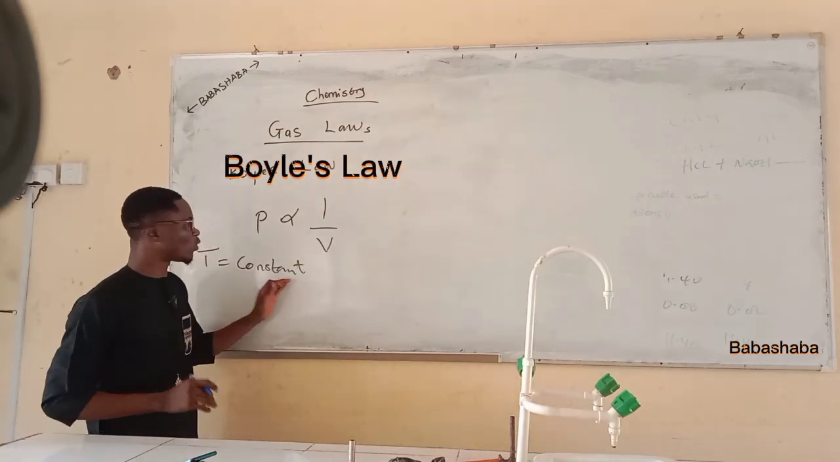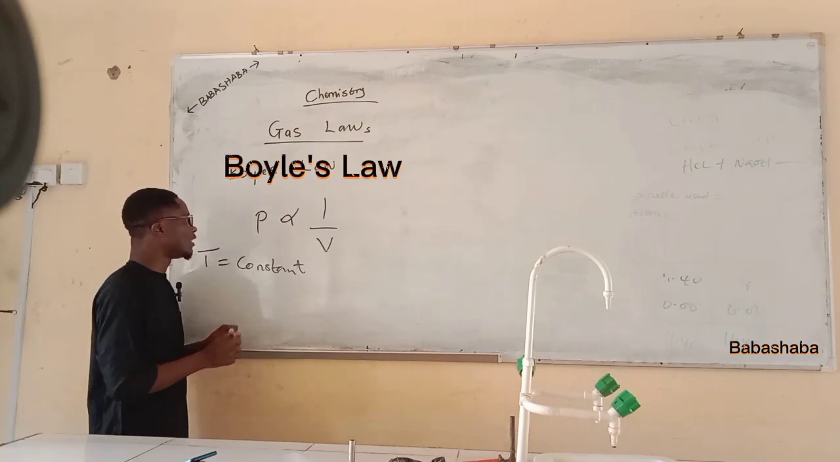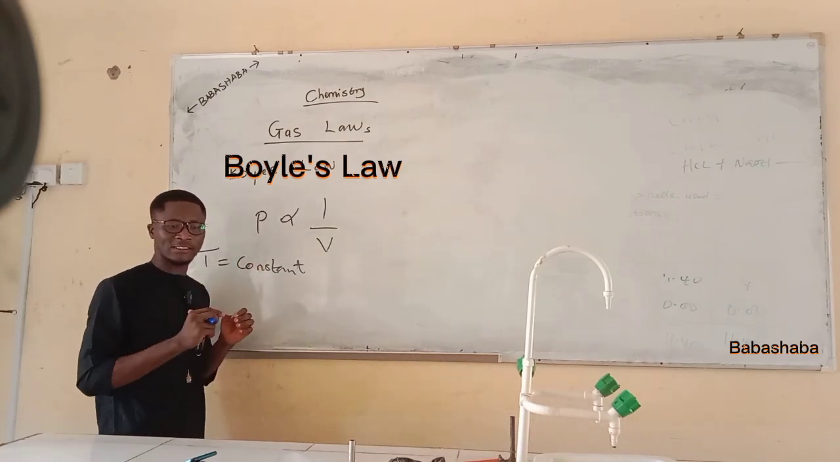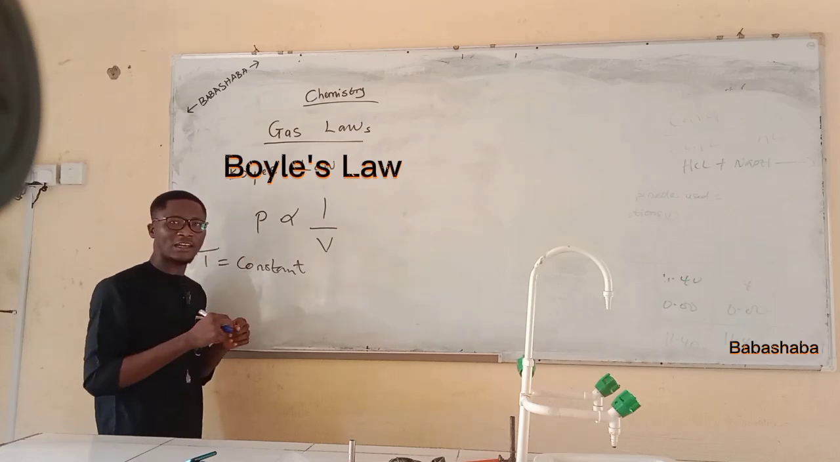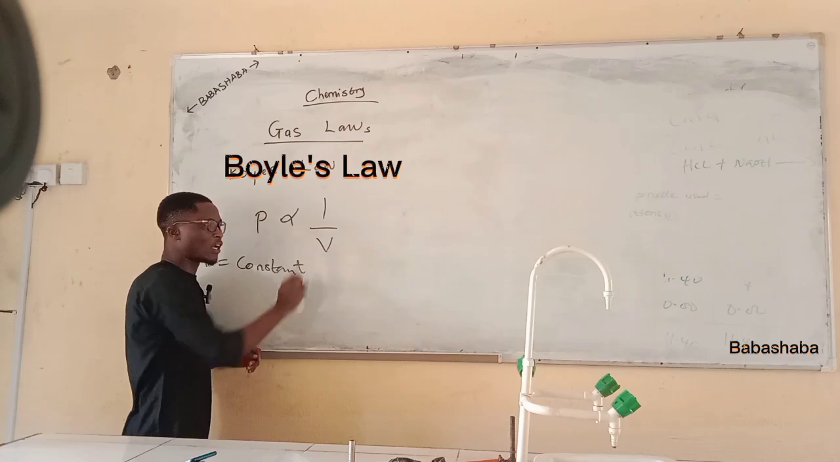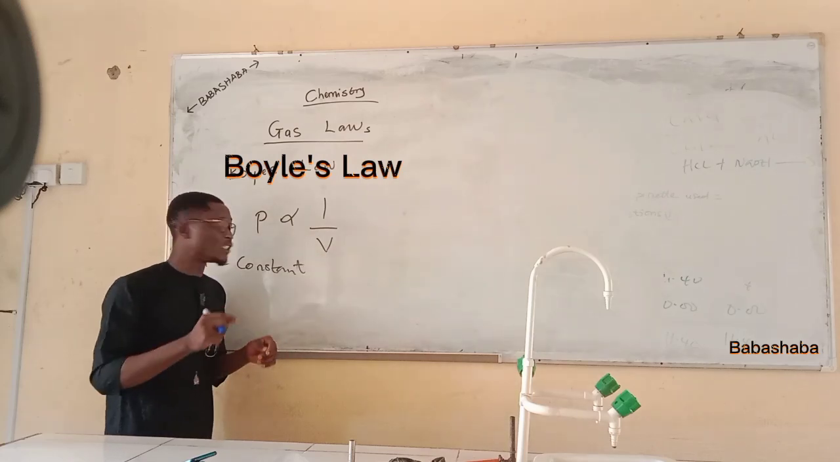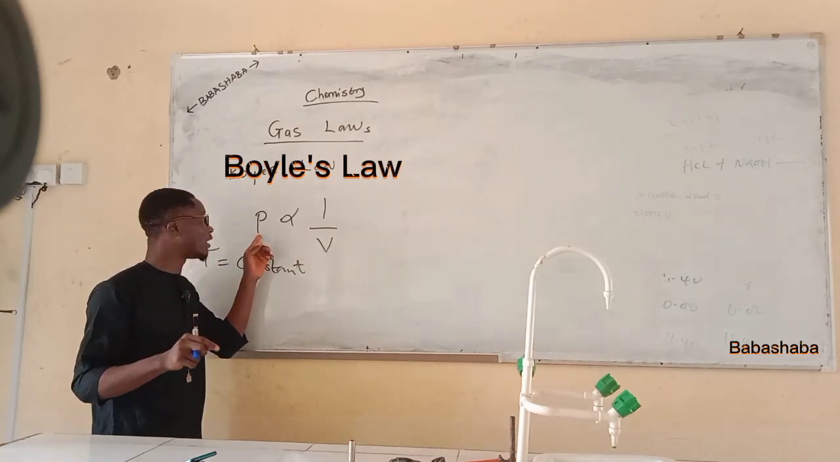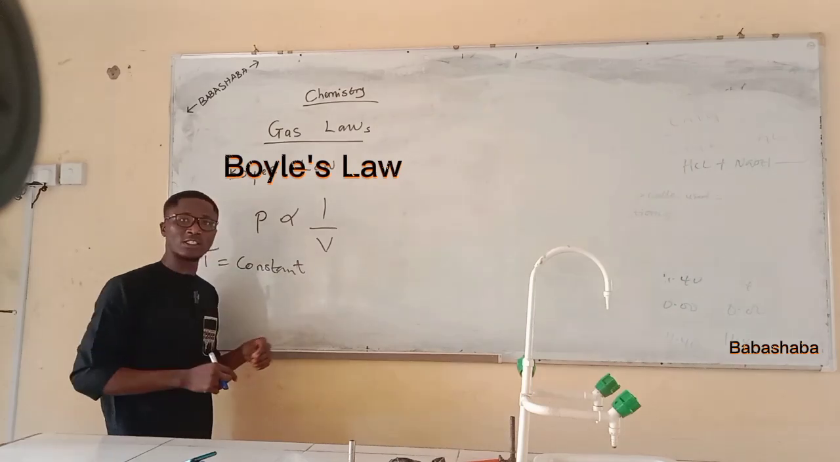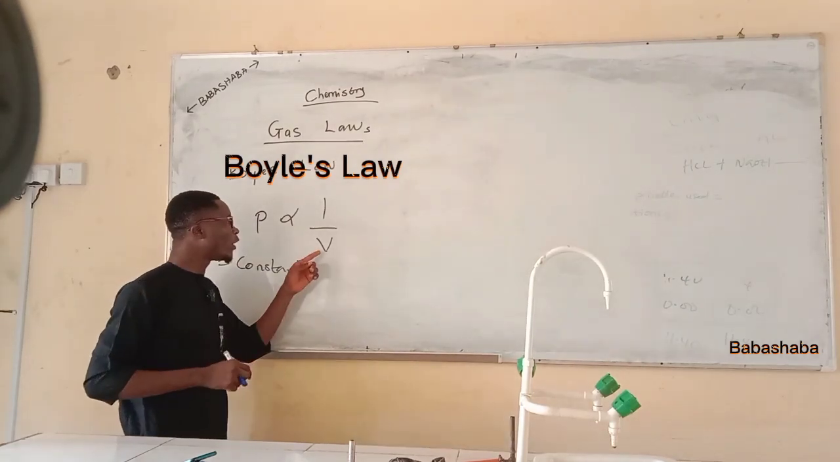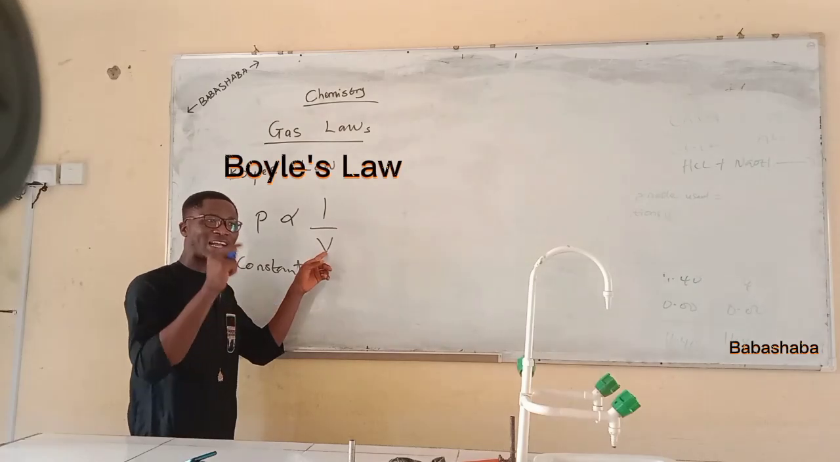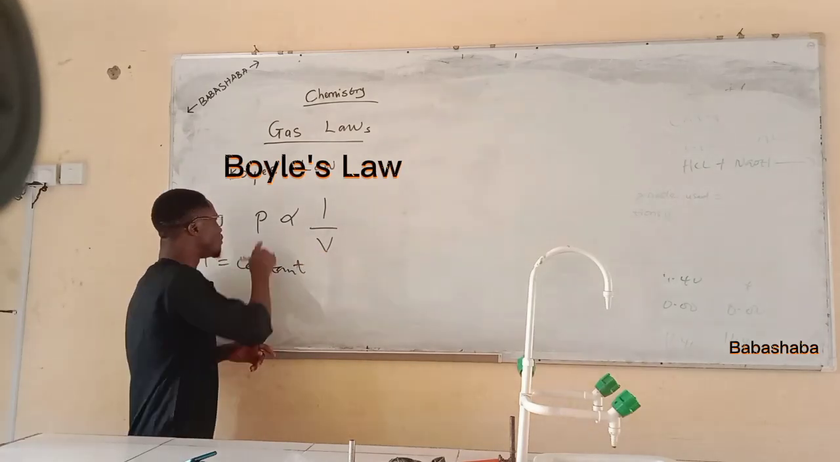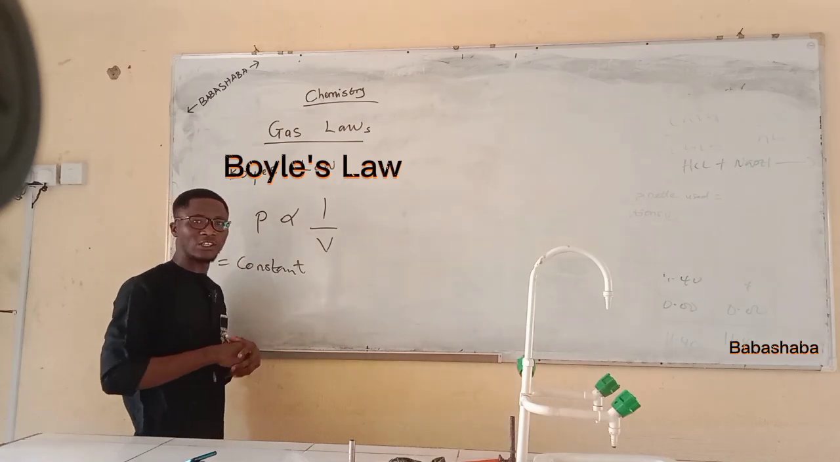When the temperature is constant, Boyle's law says that the pressure of that gas inside the container is inversely proportional to the volume. That is, when you increase the pressure of that gas in the container, the volume will decrease. And when you increase the volume of that gas in that container, the pressure will decrease.